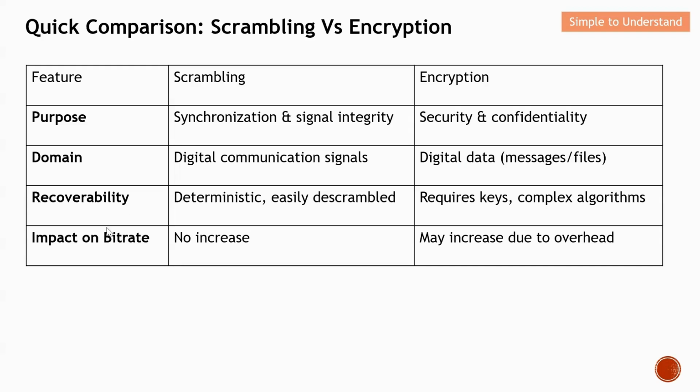Impact on bit rate: there is no increase or decrease in bit rate with scrambling. But for encryption, it may increase due to overhead, because you add extra bits and therefore require more time to send the same amount of data. So there is some impact on bit rate.